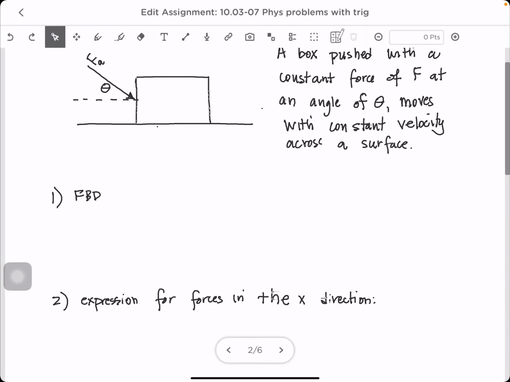The first thing that we need to do is a free body diagram. And so here is our object. We know that we have weight going down. We have normal force going up. And then we have this applied force going this way.